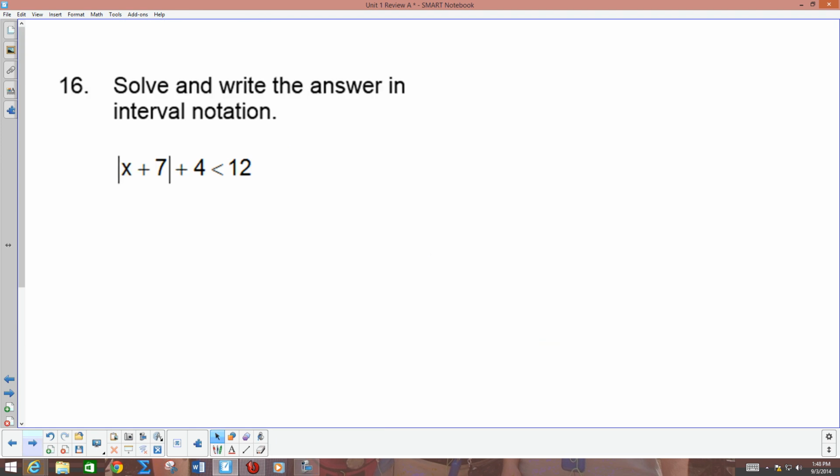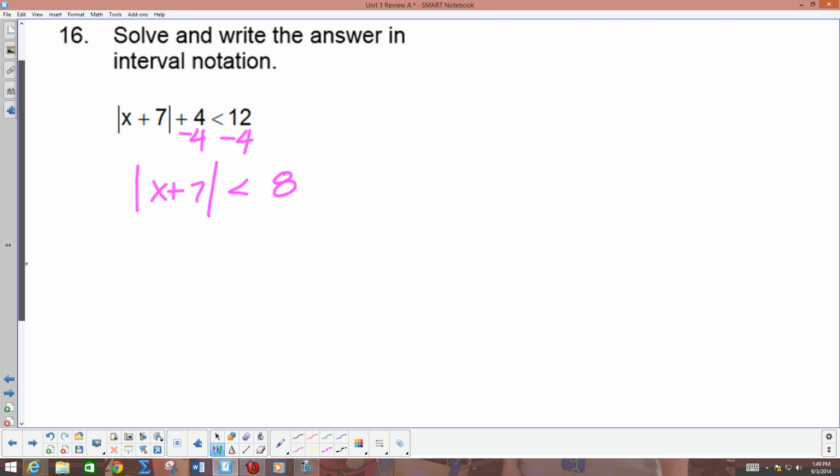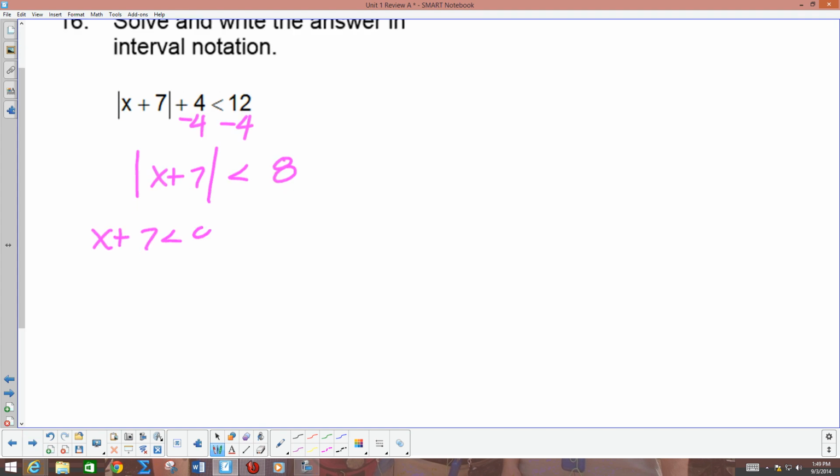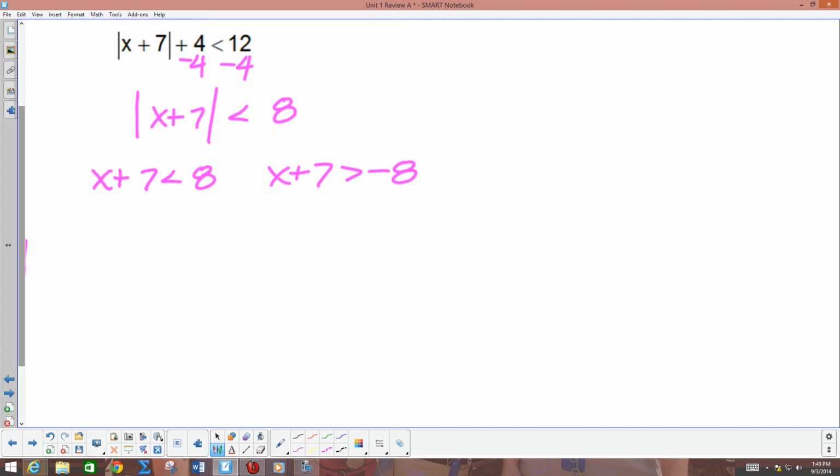Number 16, again, I have another absolute value inequality. So I'm going to start with subtracting 4. Subtracting 4, absolute value of x plus 7 is less than 8. Now I'm going to write my two inequalities. So I have x plus 7 is less than 8. X plus 7 is greater than a negative 8. I have to switch the inequality sign as I have the multiple. And so now I have two little inequalities to solve. So I subtract 7, x is less than 1. Subtract 7, x is greater than a negative 15.